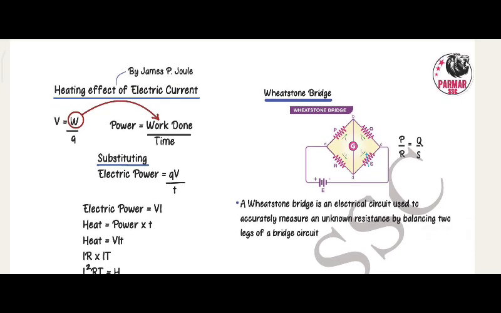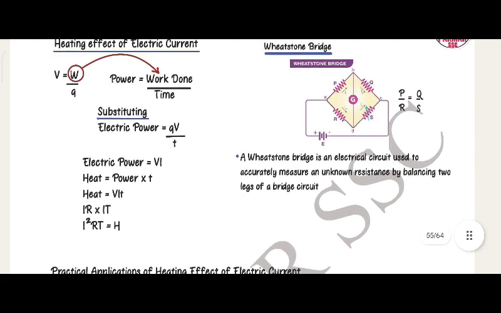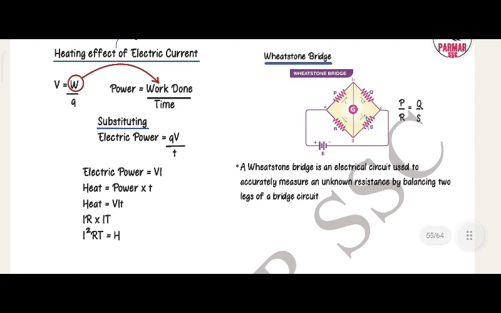Heating effect of electric current, by James P. Joule. V is equal to W by Q. Power is equal to work done by time. Substituting, electric current is equal to Q by T, so electric power is equal to VI. Heat is equal to power into T, so heat is equal to VIT. V is equal to IR, so I square RT is equal to H.